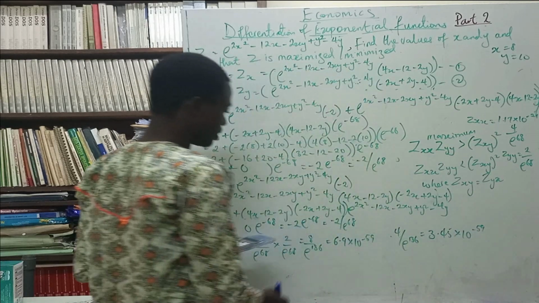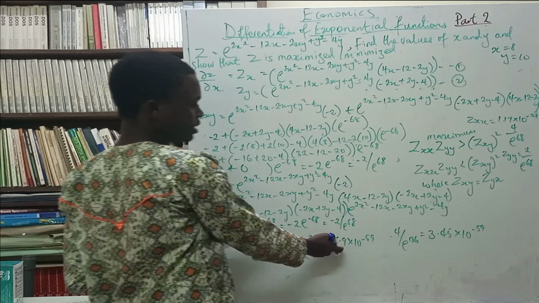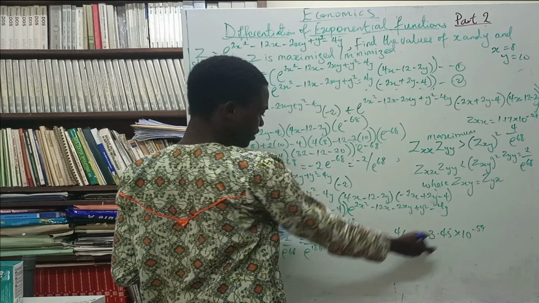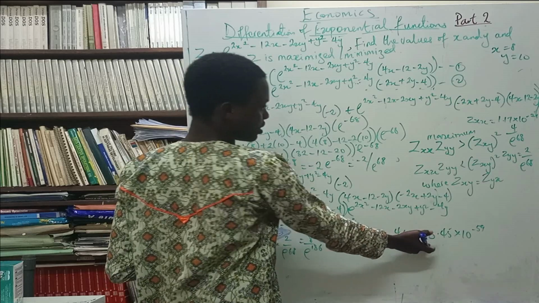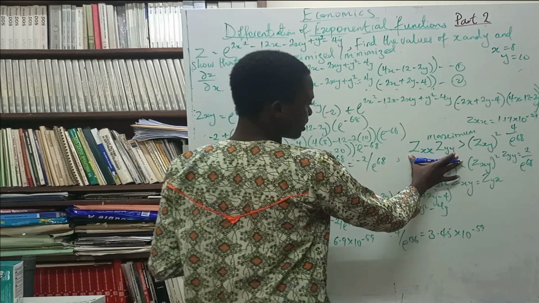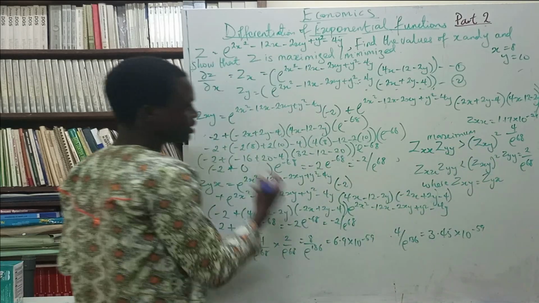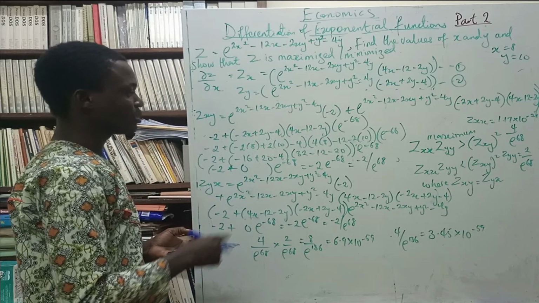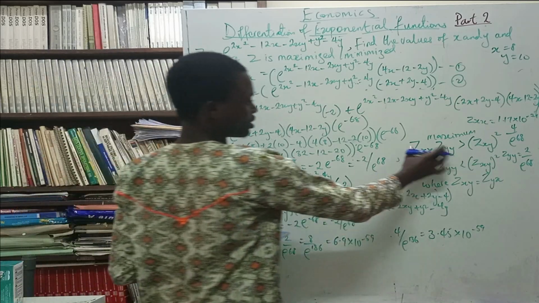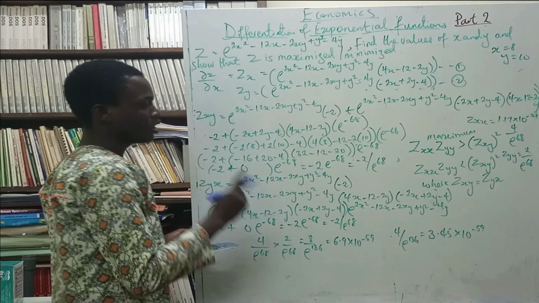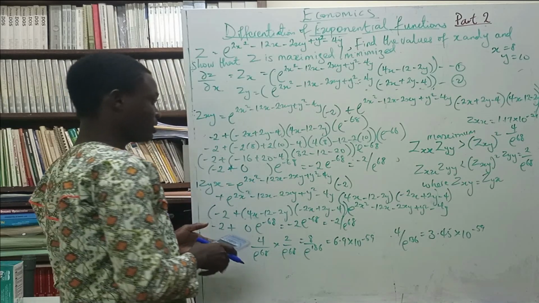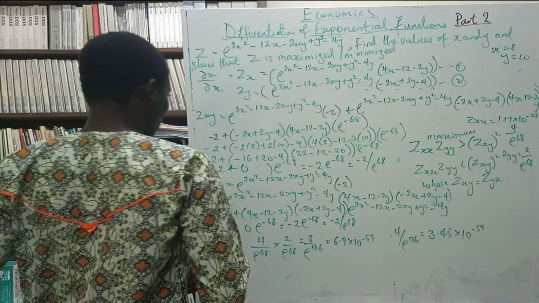So if we compare the two answers, 6.9 is, I think, twice of this, right? 6.9 is greater than this, and that is to show that zxx zyy is greater than zxy squared. Therefore, this function is at maximum. Because this is the maximum condition, it is at maximum where x equals 8 and y equals 10.